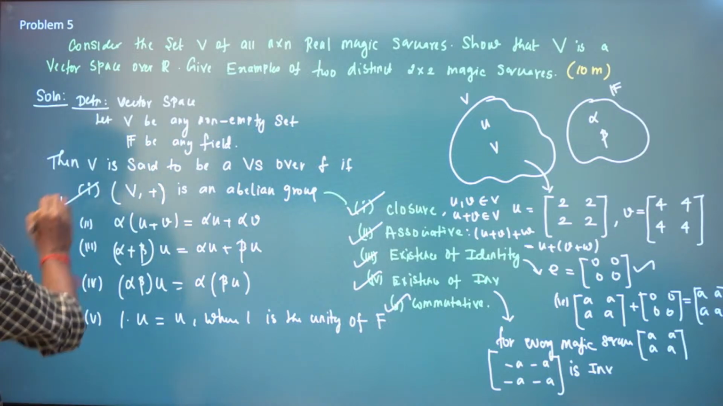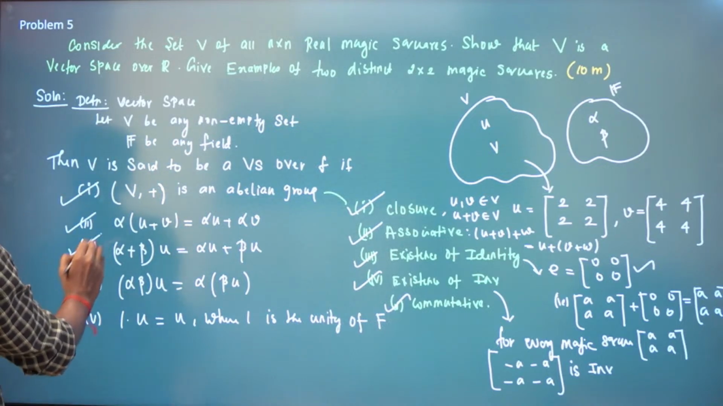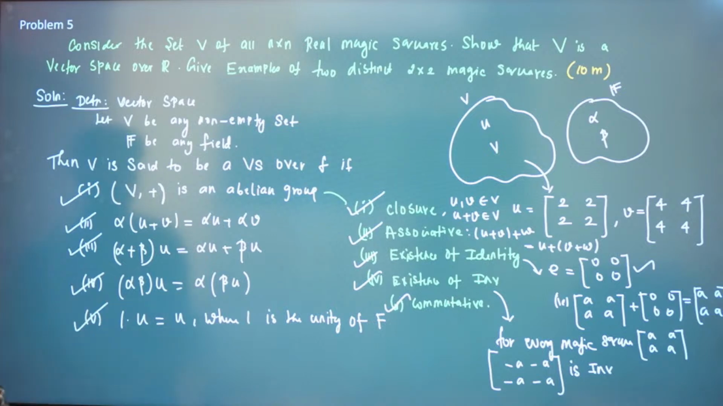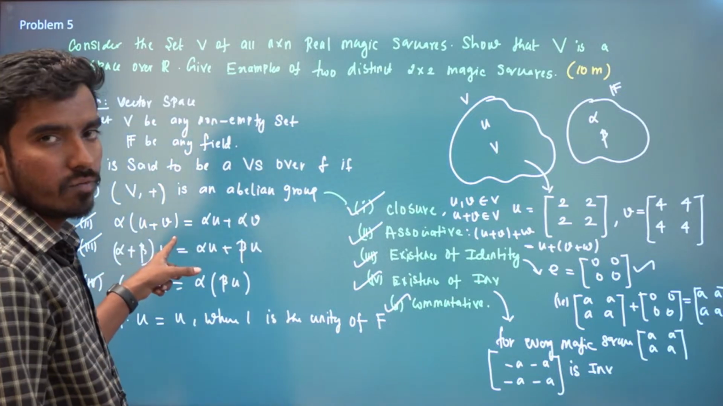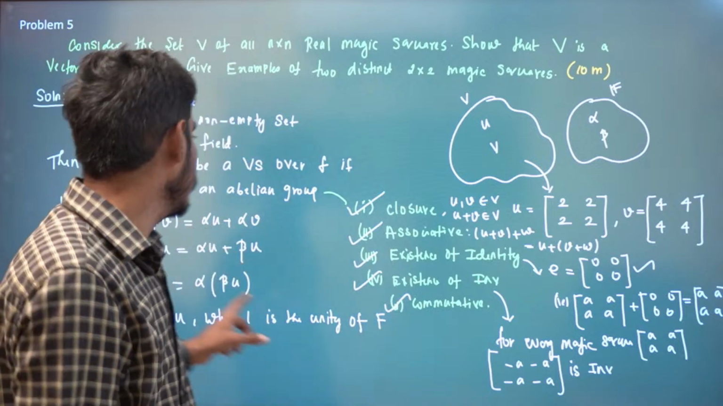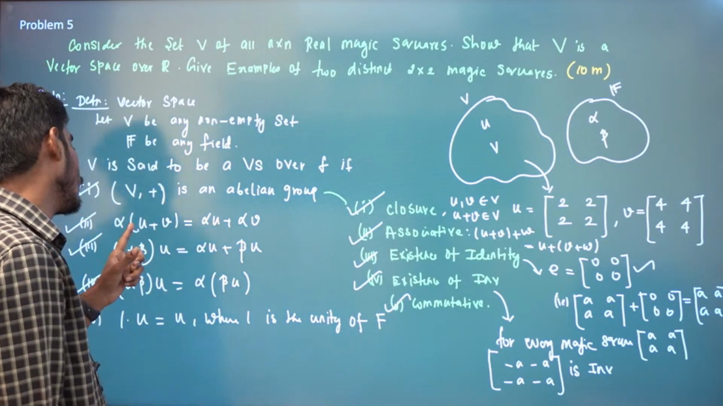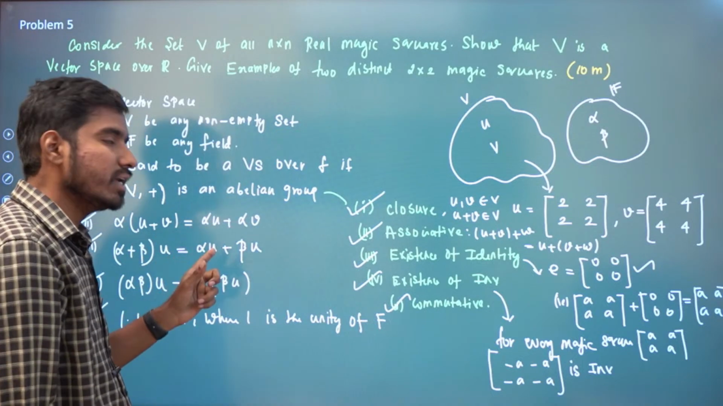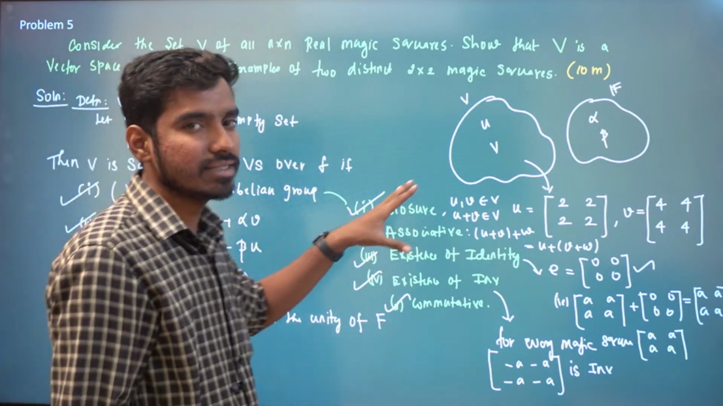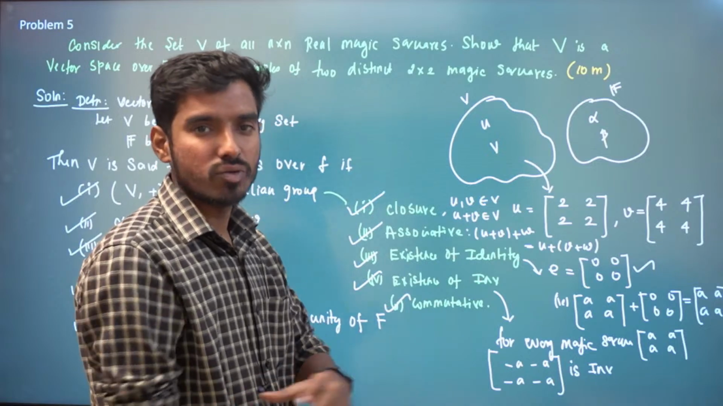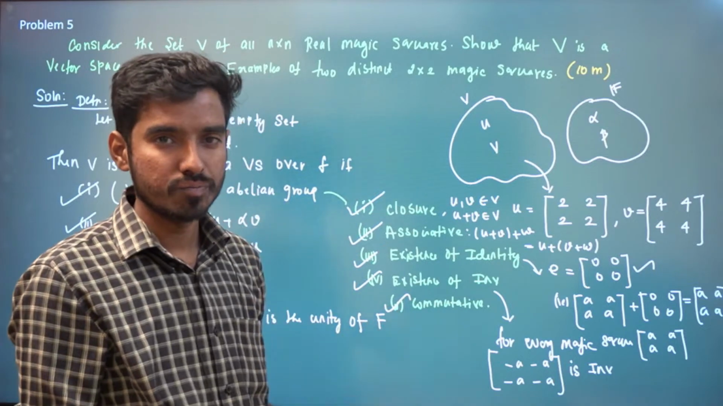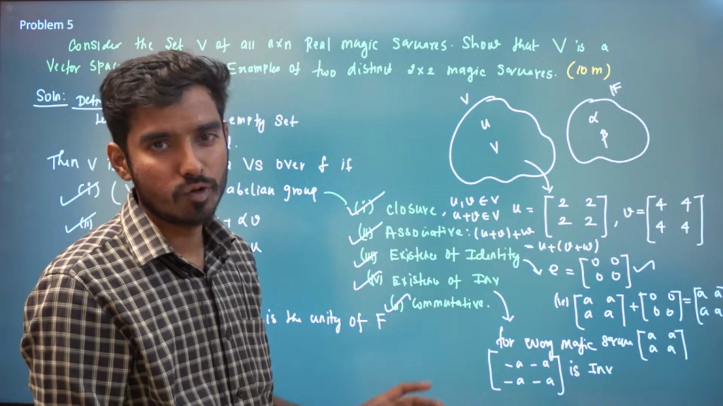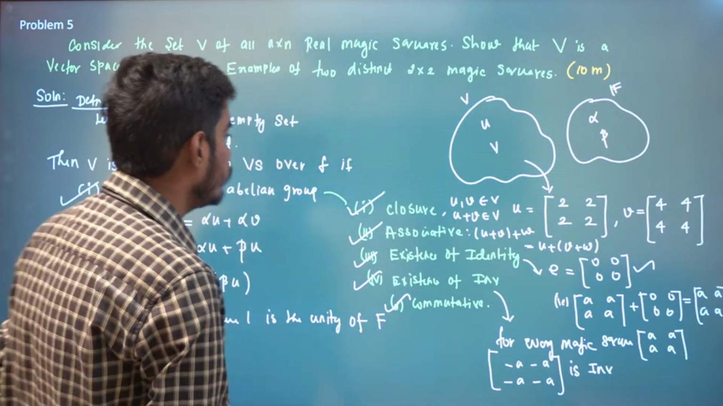So we have shown the first thing, and the rest are very simple, right? You can prove all these properties. You just take two magic squares u and v, find the sum u plus v, multiply by alpha and find the sum, and then multiply and find the sum. See here, this u and v act as 2 by 2 matrices. So therefore, these all will be true. We can generalize for n by n matrices also.